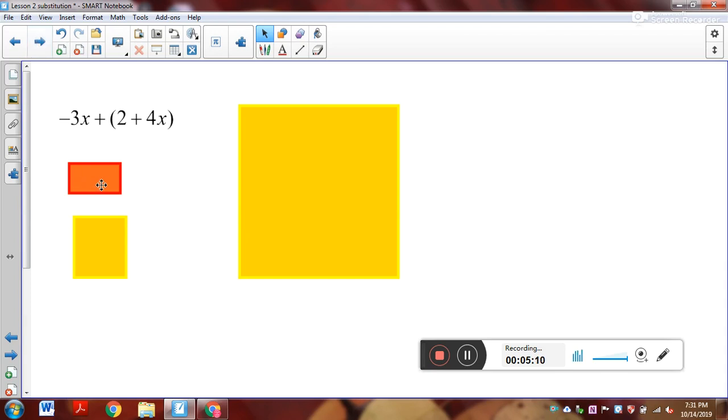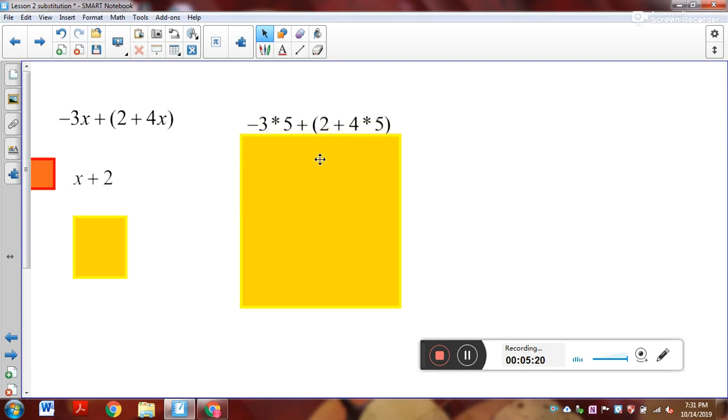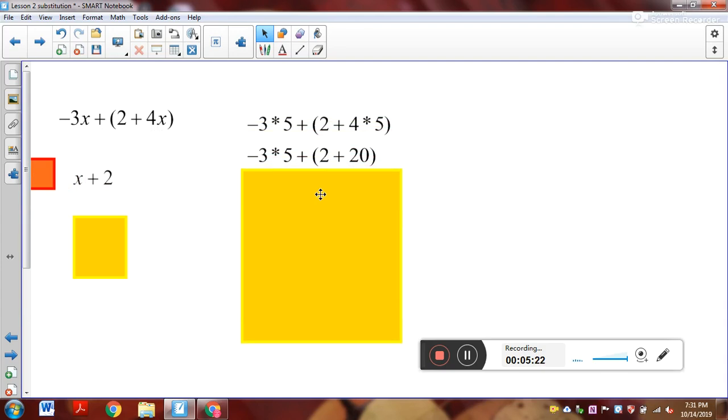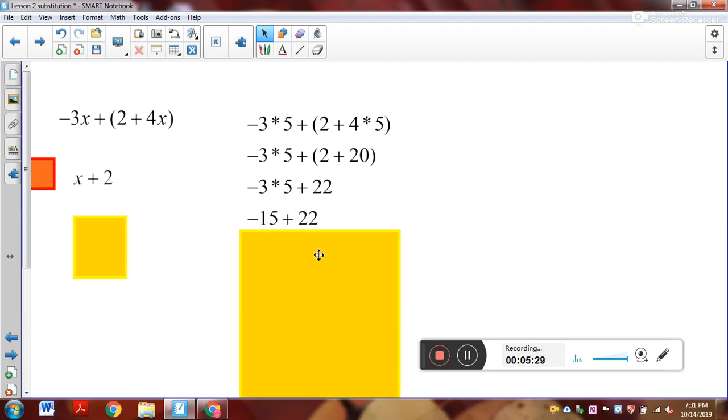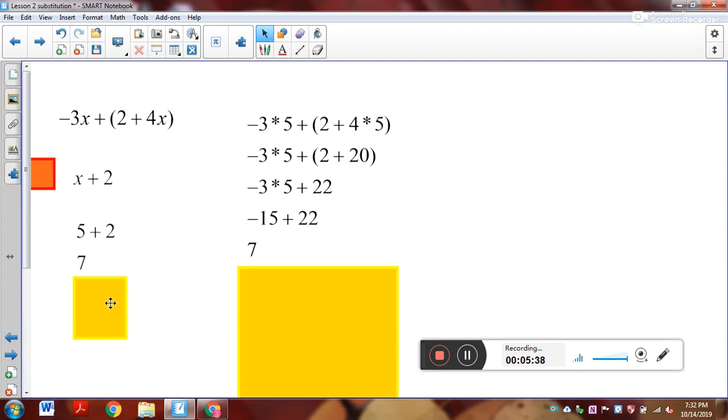All right, so you should have, for letter C, when you combine your like terms, gotten x plus 2. When you substitute in the big long expression first with x equals 5, you simplify your parentheses first. That comes down to 22. Negative 3 times 5 is a negative 15. Add those together, you get 7. When you substitute it in the simplified version, 5 plus 2 is 7 to prove that you did it right.